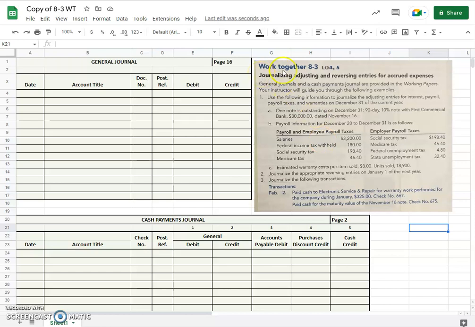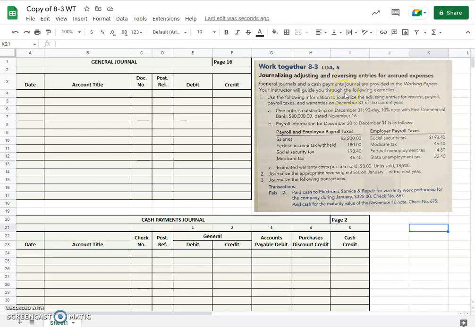In this video, I'll go through Work Together Problem 8-3, and this is from your Century 21 Accounting Advanced textbook, Edition 11 by Gilbertson and Lehman. This problem can be found on page 255, and the screenshot of it is here. Okay, so this is on journalizing, adjusting, and reversing entries for accrued expenses.